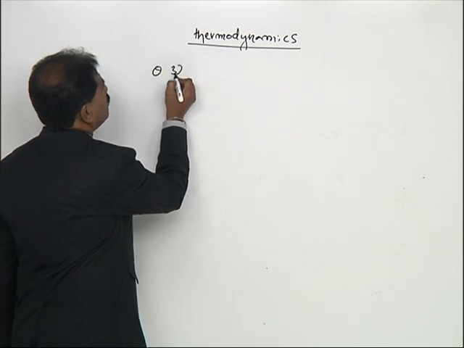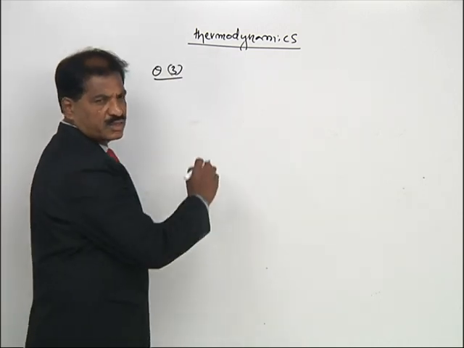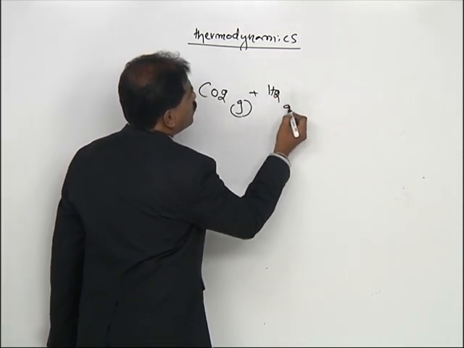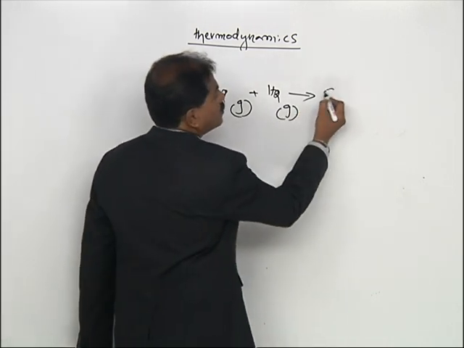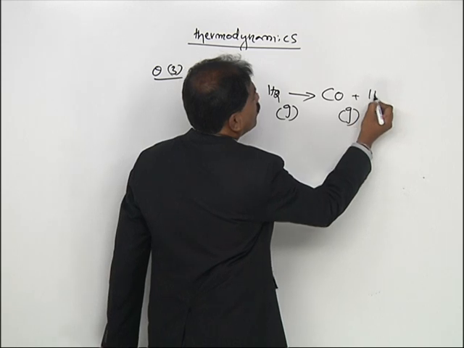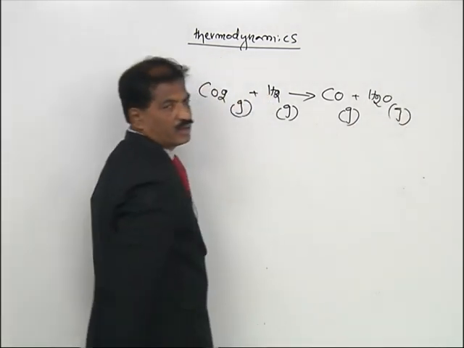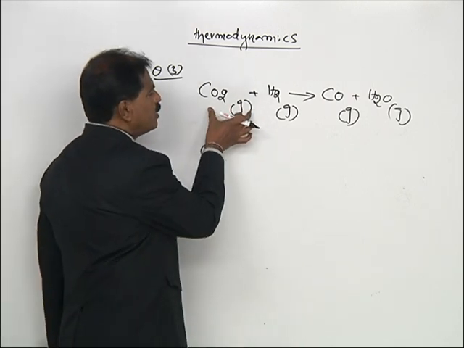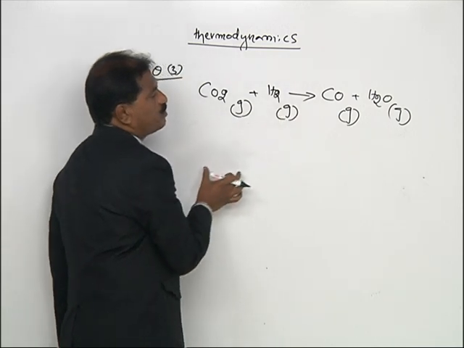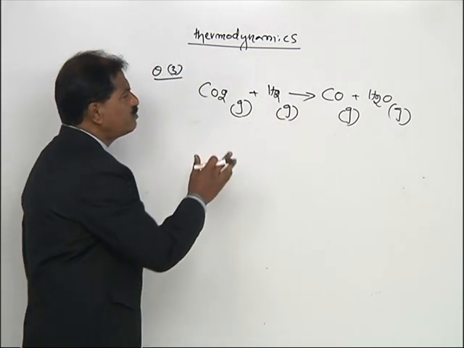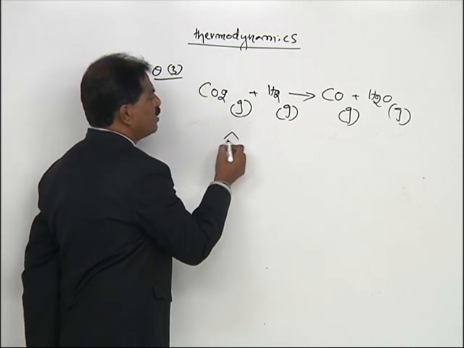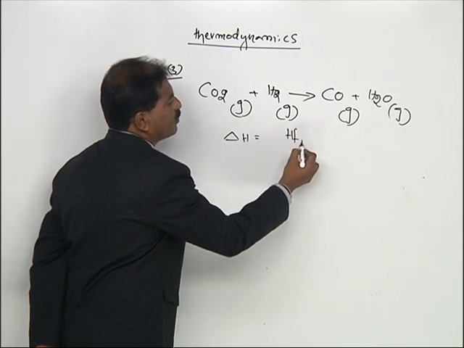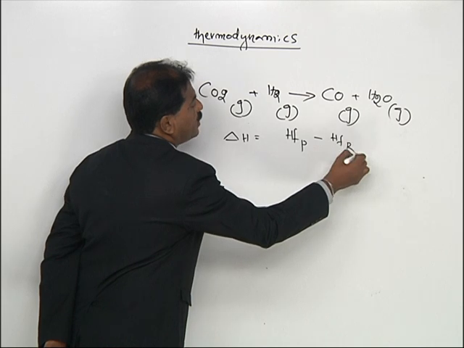So, question number 3, the reaction is CO2 gas plus H2 gas gives CO gas plus H2O gas. For this reaction they are asking the enthalpy change. They have given the enthalpy of formation of the various participating species. Whenever the enthalpy of formation of the reactants and products are given, and they ask the enthalpy change for the reaction, the formula is enthalpy of formation of the products minus enthalpy of formation of the reactants.